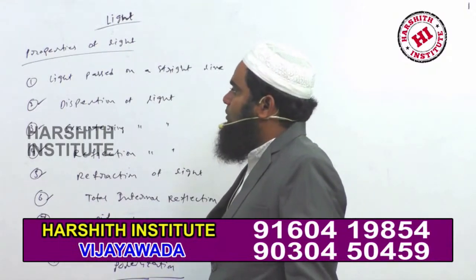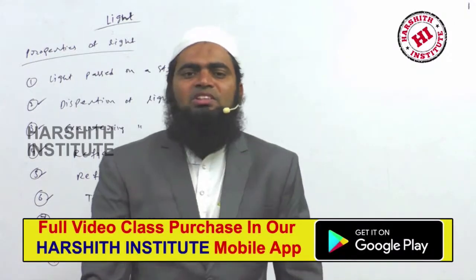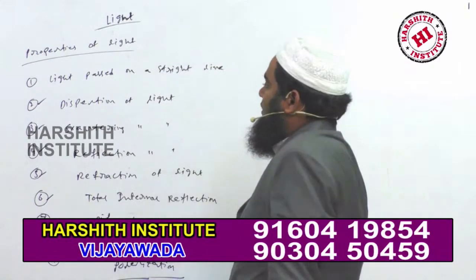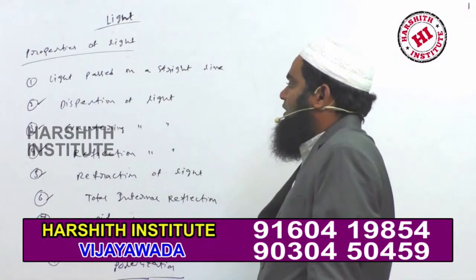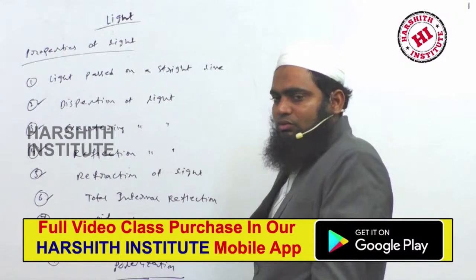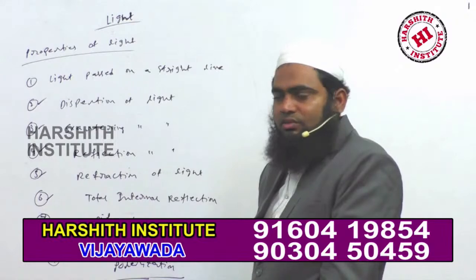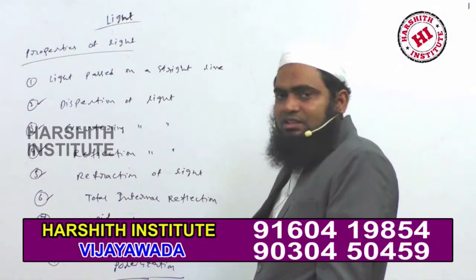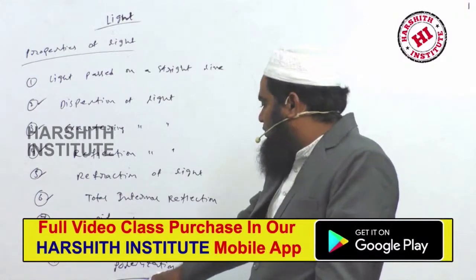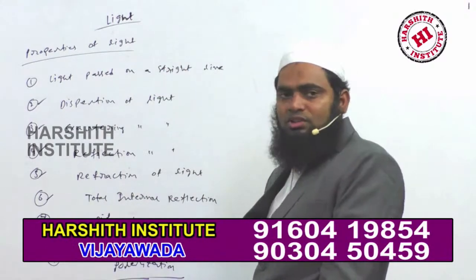Light contains many properties. Once again, the first property is that light passes on a straight line. The second is dispersion of light. Third is scattering of light. Fourth is reflection of light. Fifth is refraction of light. Sixth is total internal reflection of light. Seventh is diffraction of light. Eighth is interference of light. And ninth is polarization. These are the different properties of light, which we will discuss one by one.